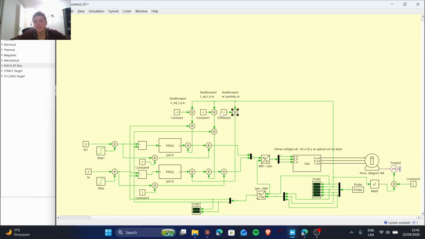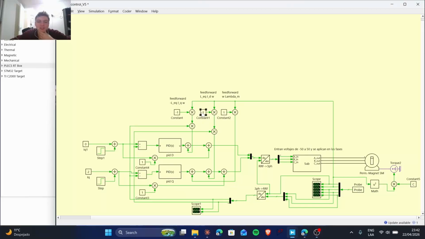This first feed-forward is for the quadrature current. This is just lambda times angular speed. This is not for the coupling, but it still improves the performance of the system because the controller doesn't have to care about this component of the voltage in the quadrature axis.